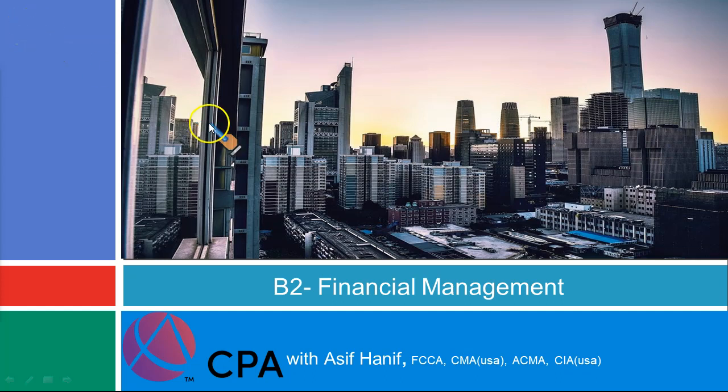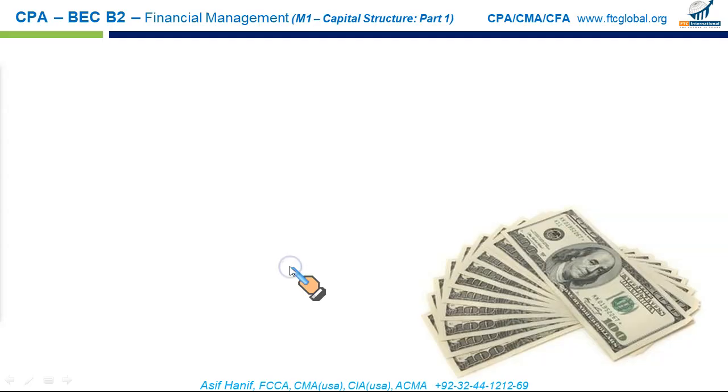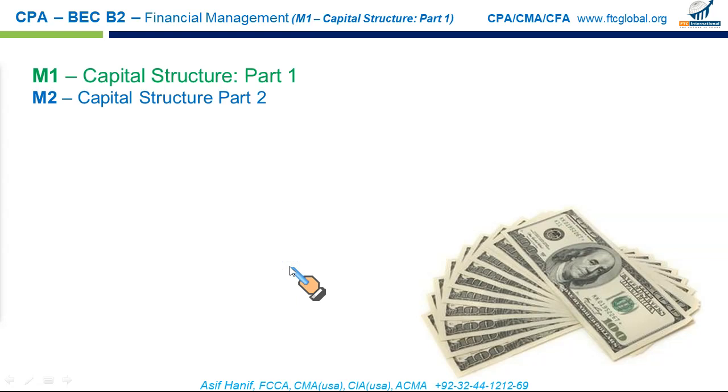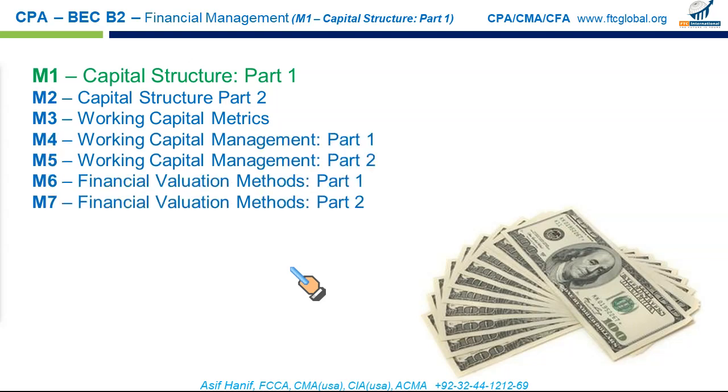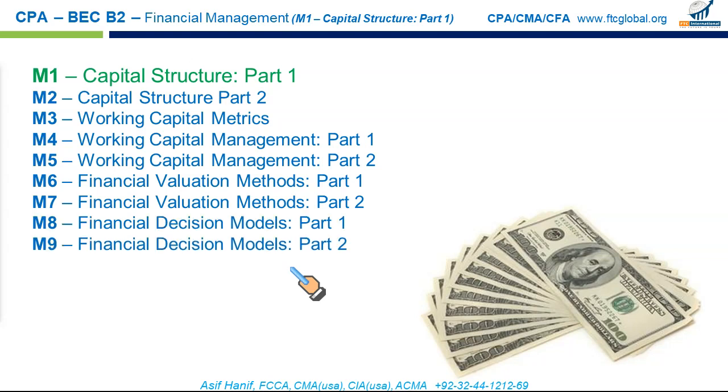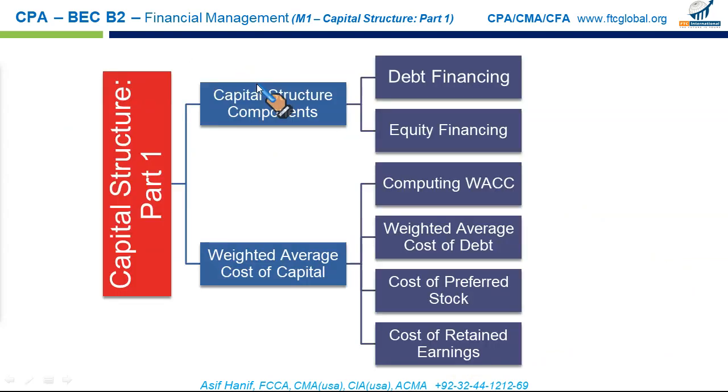Our next section is B2 Financial Management, and it has these modules: Capital Structure Part 1 and 2, Working Capital Management Part 1 and 2, Financial Valuation Method Part 1 and 2, and finally Financial Decision Models Part 1 and Part 2. So let us start with the Capital Structure Part 1.